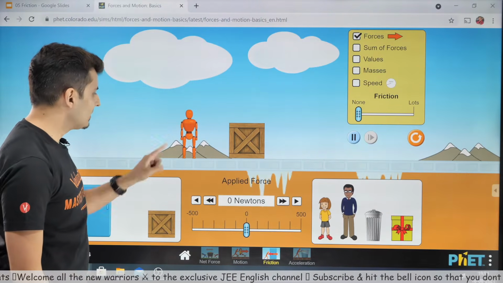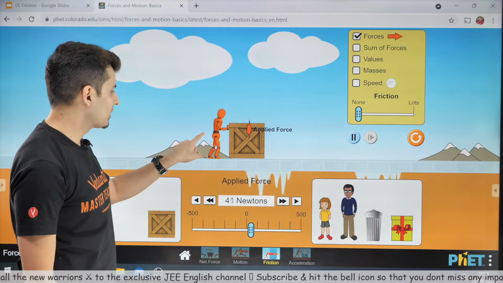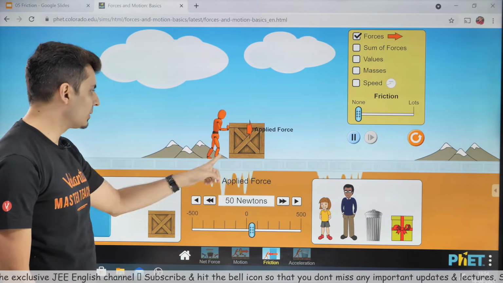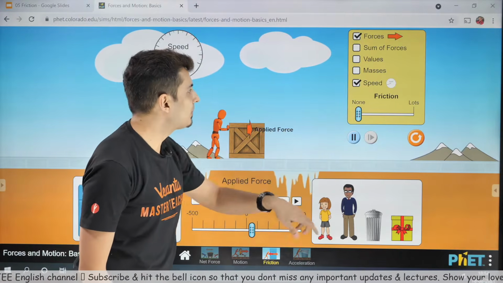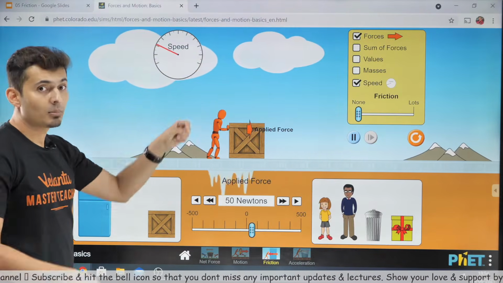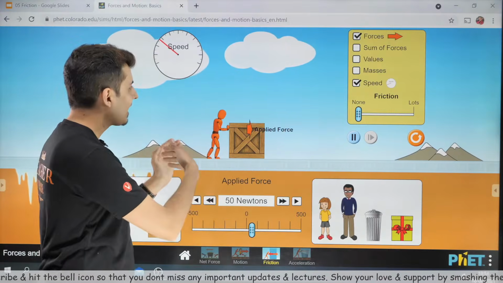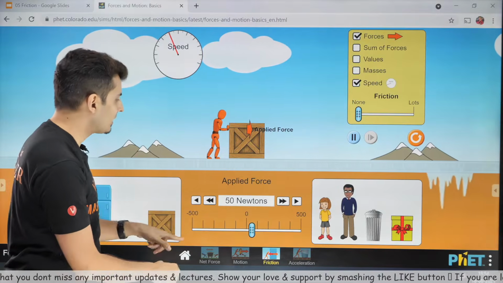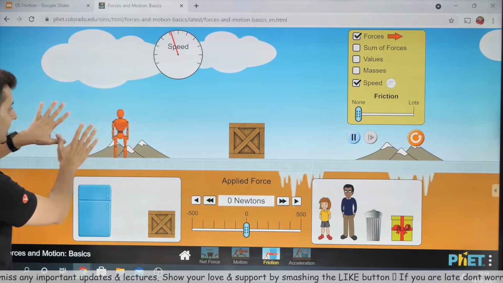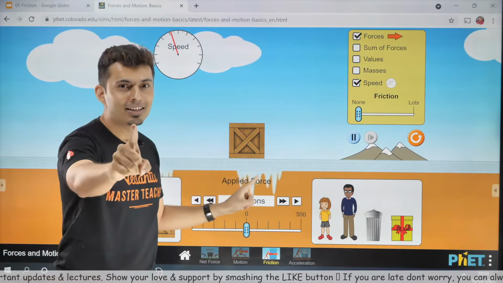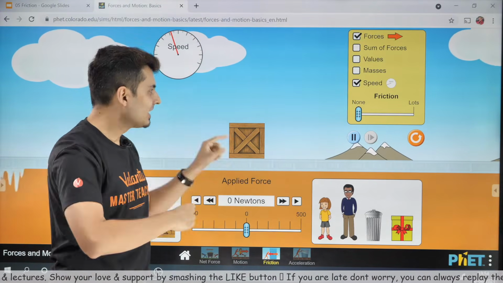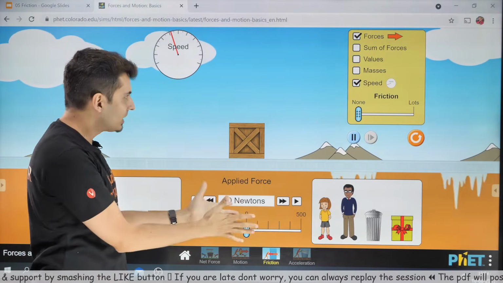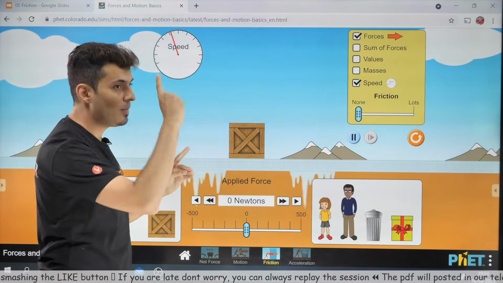Okay, now this guy can apply some force over here. And you can see that if he applies, let's say, a force of 50 Newton, do you see that the speed will slowly increase? Because whenever you apply force, there should be acceleration, and acceleration means speed will increase. But if I make the force 0, the speed will be constant. That's Newton's first law. It says if the net force is 0, the object continues to move in motion unless acted upon by an unbalanced force.